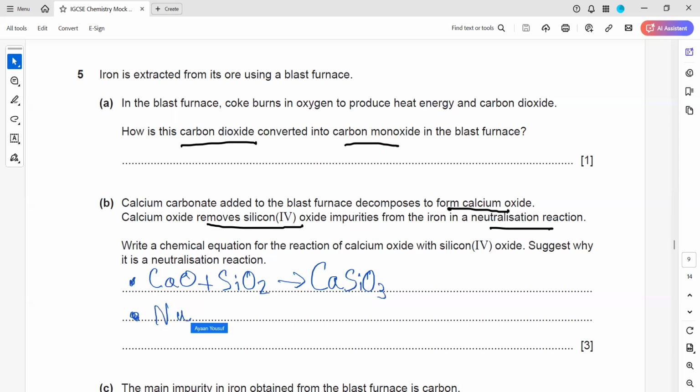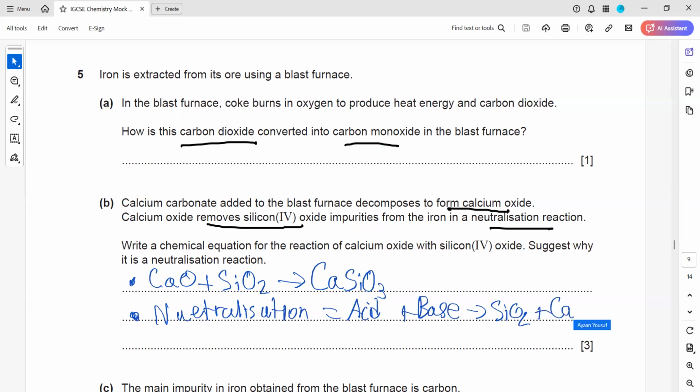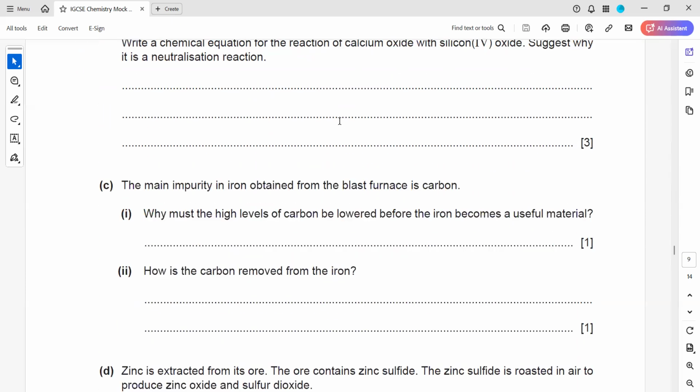So why specifically do we call that a neutralization reaction? Because calcium oxide is a base, or a basic oxide, and silicon(IV) oxide is an acidic oxide. So acid is reacting with a base. If they ask in the exam, define the term neutralization. The term neutralization refers to when an acid reacts with a base to form salt and water. If you say salt and water, that's fine. But in this case, we have an acidic oxide and a basic oxide. That's why we also call this a neutralization. They remove each other's properties, one is acidic, one is alkaline.